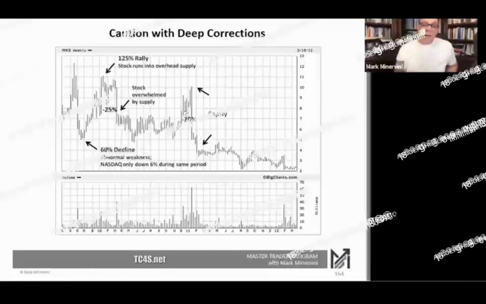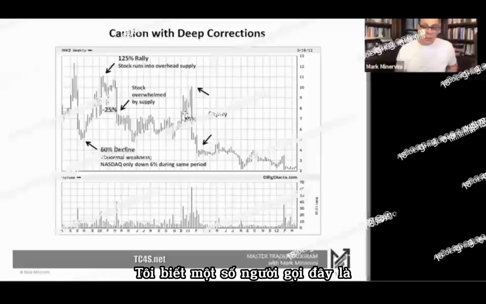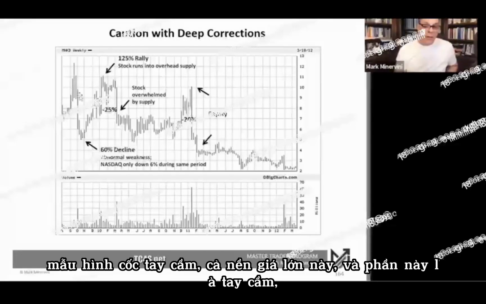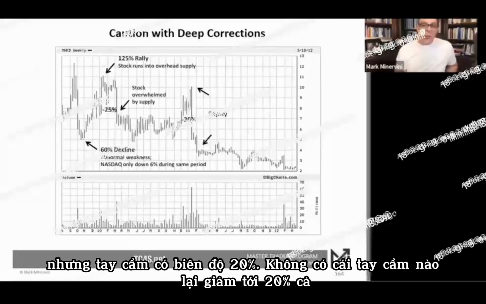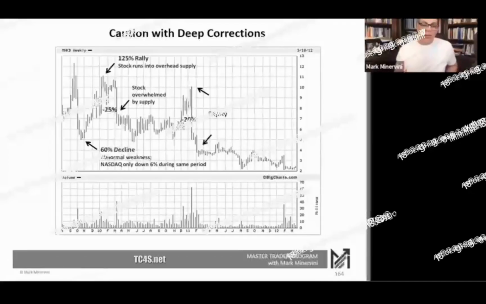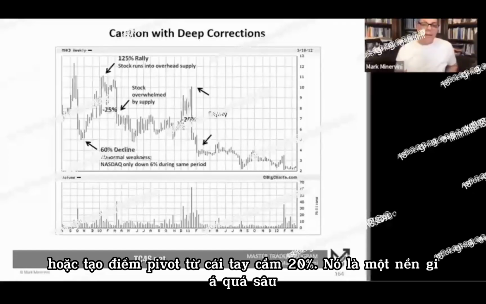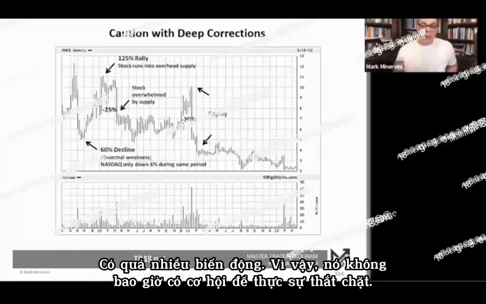And even here, I know some people call this big base a cup with handle, and call this the handle, but the handle was 20%. So you can't have a handle or a pivot of 20%. That's a base. It's just too deep. There's too much volatility, so it never got a chance to really tighten up.